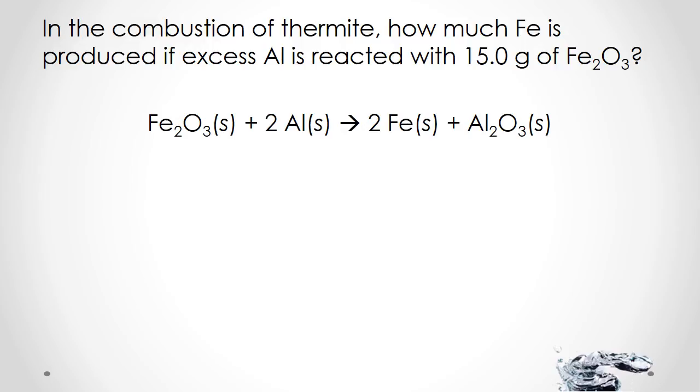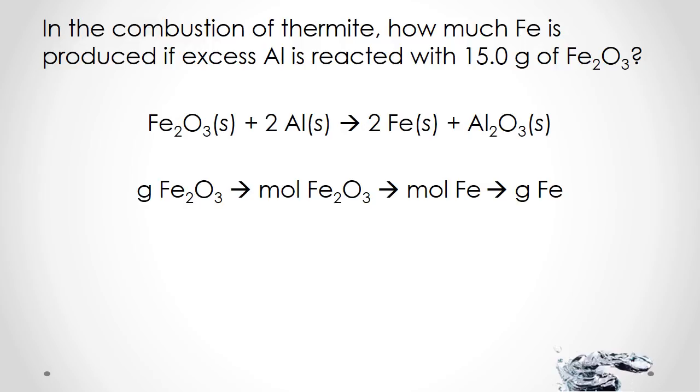So now that we know the equation, we're going to set up our desired conversion that is asked in the question. We're going to start with the 15.0 grams of iron(III) oxide, which is rust, and convert that to moles of Fe2O3. And then to get to our desired mass of Fe, we have to convert from moles of Fe2O3 to moles of Fe. And then finally from moles of Fe to grams of Fe.